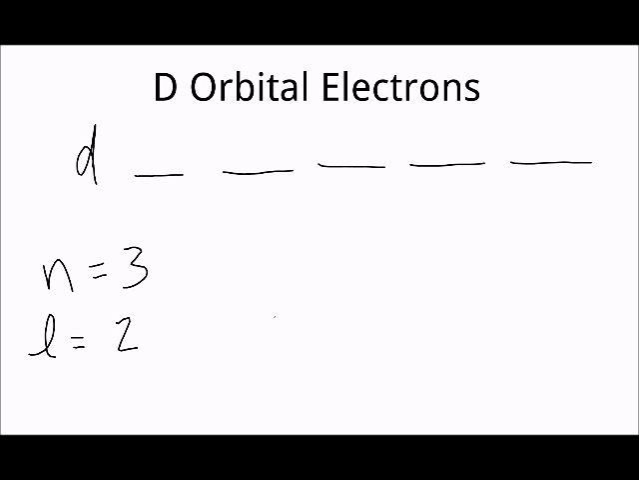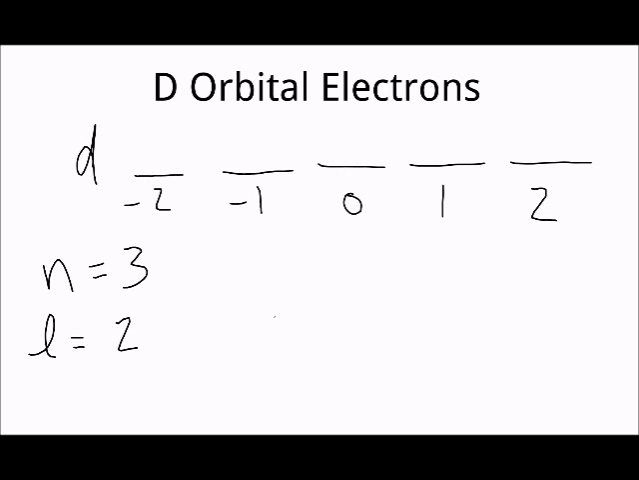Okay? And that is the upper limit, because 3 minus 1 would be equal to 2. It's n minus 1 that is the upper limit. And so here I would have -2, -1, 0, 1, and 2. That's my range. And you can see each one of them represents one of the suborbitals.